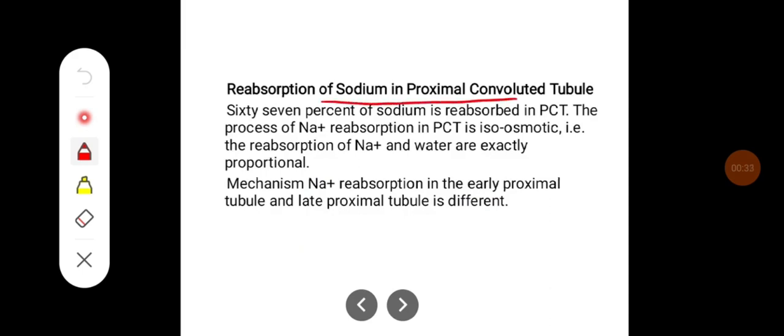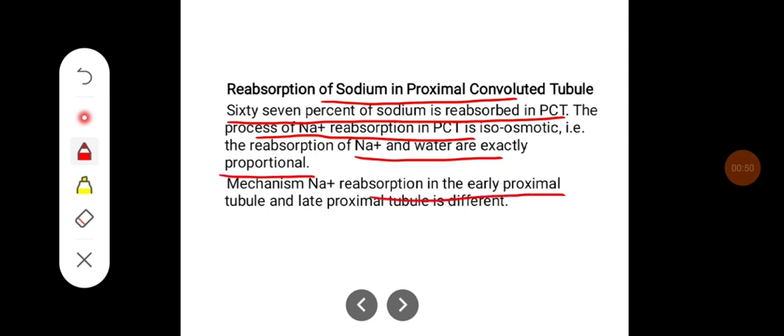Reabsorption of sodium in the proximal convoluted tubule. Almost 67% of the sodium is reabsorbed in the PCT. The process of sodium reabsorption in the PCT is isoosmotic, that is, the reabsorption of sodium and water are exactly proportional. The mechanism of sodium reabsorption in the early proximal tubule and late proximal tubule is different.